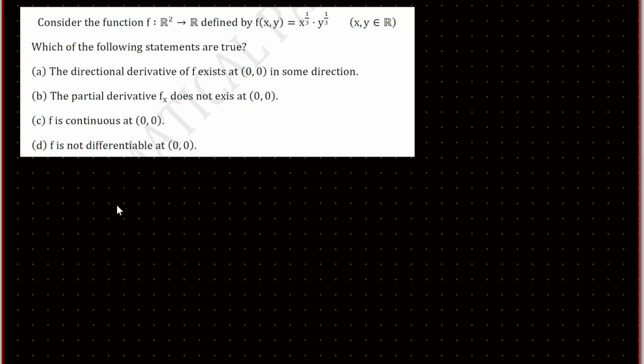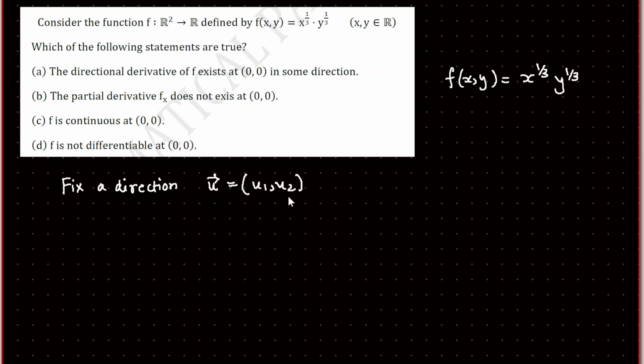So here we have the question. We have the function f of x comma y given to be x to the power 1 by 3 y to the power 1 by 3, and they are asking if the directional derivative exists at 0 comma 0 in some direction. So how do we compute directional derivatives? Fix a direction. Let's say the direction is the vector u, or you can write it as u1 comma u2, right? Because it's two variables, the direction will be two variables, right?